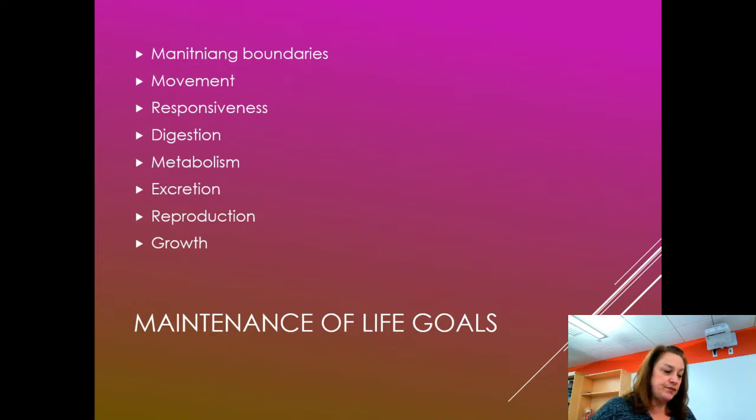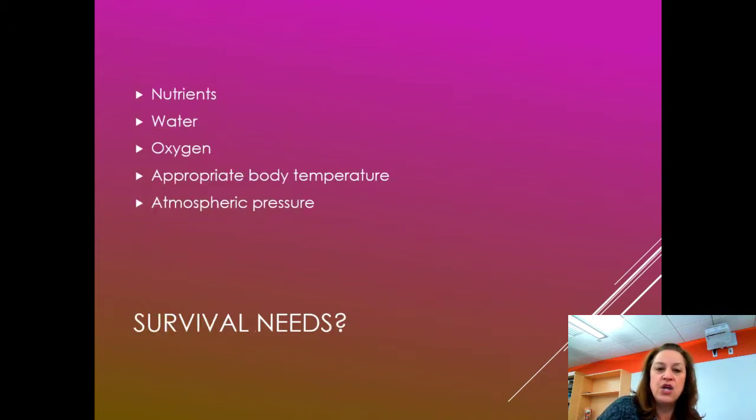So when we talk about these 8 maintenance of life goals, they obviously require something. In order for us to digest, we need food. In order for us to have metabolism, we need nutrients, right? Things like that. So we have these basic survival needs. A body needs nutrients, that's carbohydrates, proteins, vitamins, minerals, to fuel the cells. We need water, of course.